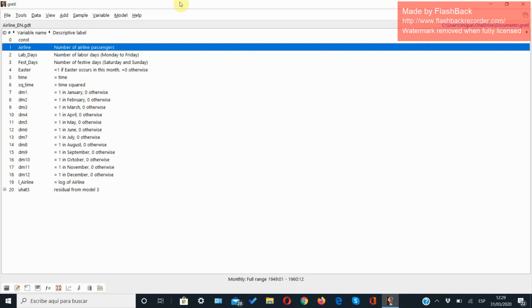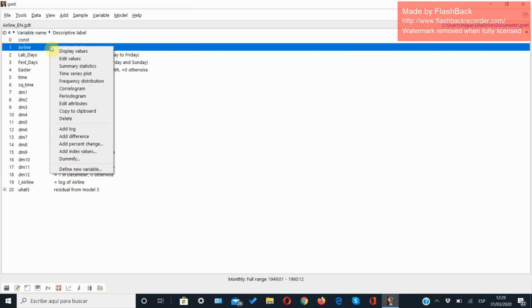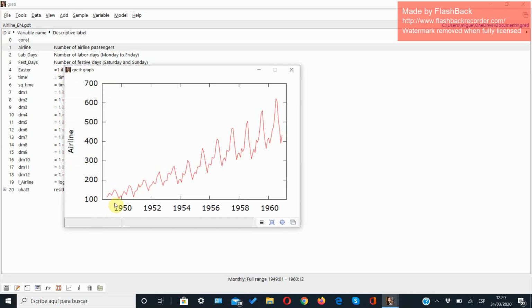Guys, what we are going to do now is a practical case using the airline data, that is the number of international airline passengers all over the world. This data set is called Airline/EN GDT. As always, you can download it from the virtual campus. If we choose the time series and right-click and generate a time series plot, we see this very familiar profile.